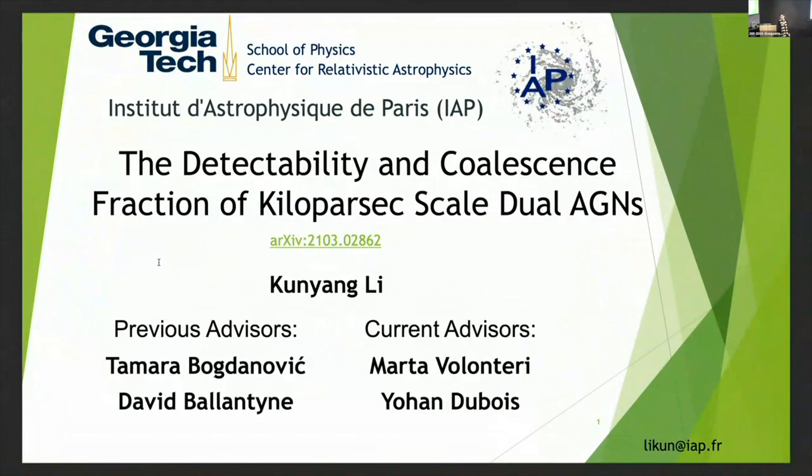My name is Kunyang Li, and I'm a first-year postdoc at IIP, working with Yohan Dubois on the massive black hole binary dynamics subgrid model in RAMSES cosmological simulations, but that's my current project. Today, I'm going to talk about my previous project on the detectability and coalescence fraction of kiloparsec scale dual AGNs, which I did at Georgia Tech with Tamara Bogdanovic and David Valentine as part of my PhD thesis.